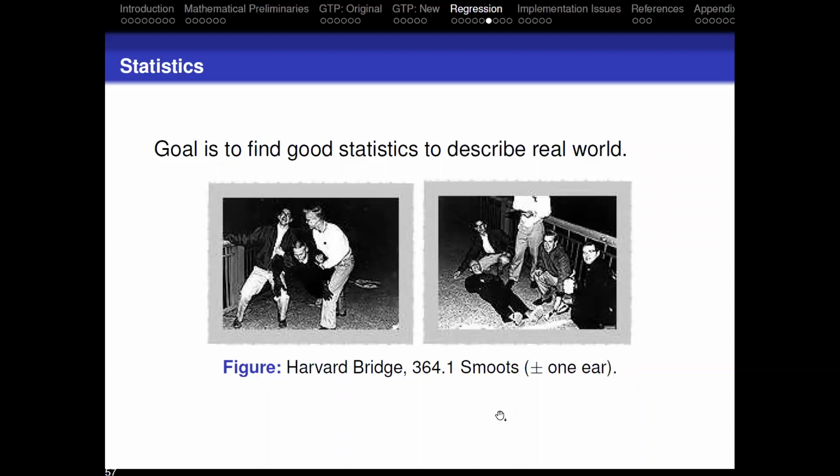And so, as you can see, they picked him up, marked where he started and ended, and then they picked him up again, and they did this throughout the entire length of the bridge. And they found it took 364.1 smoots, and I love the plus or minus an ear, to get from one side to the other.